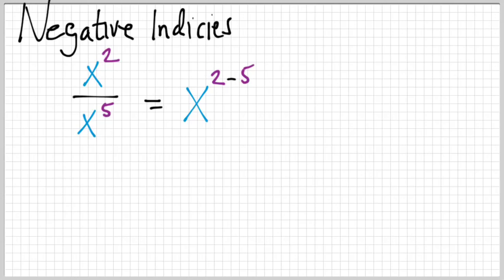So we get 2 minus 5, which of course is negative 3. So this expression ends up being x to the negative 3, and that's a little different, a negative number there in the index or power, which of course is what we're talking about. Well, to figure out what that sort of means, let's look at this a different way.